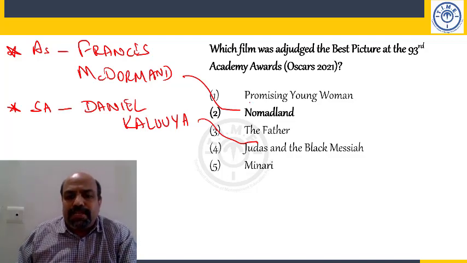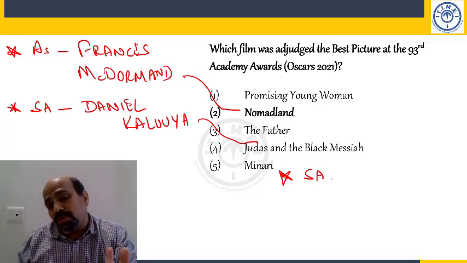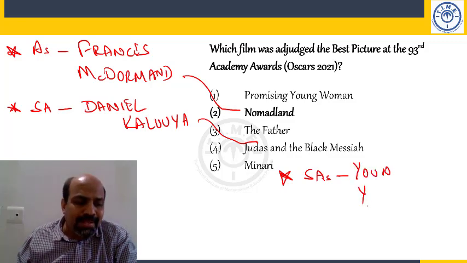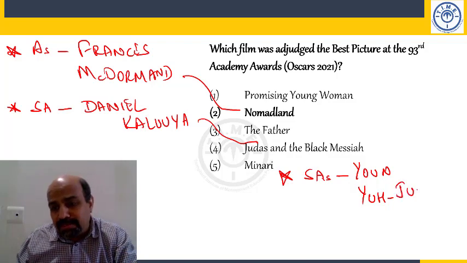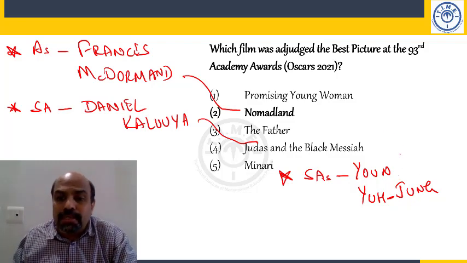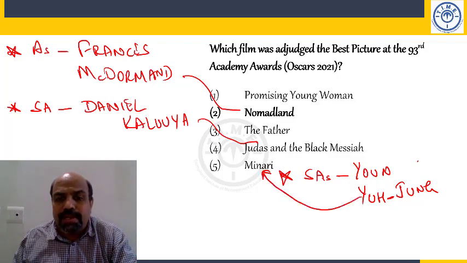So that's best actor. Best actress. Best supporting actress. I'm sorry, guys. Best supporting actress, Yoon. What's her name? These kinds of names are difficult to remember. I'm sorry for this, but I've never heard of her before this. Yoon Jung won the Best Supporting Actress Award for Minari.